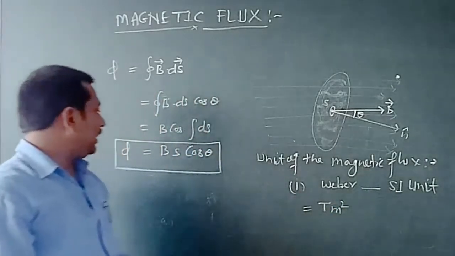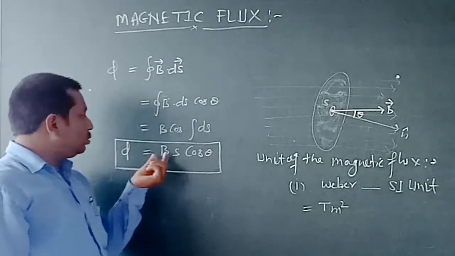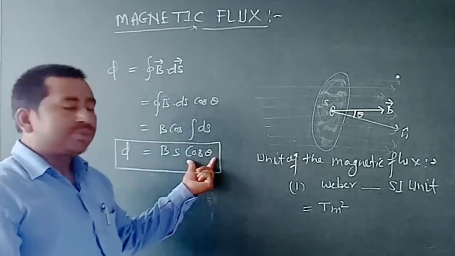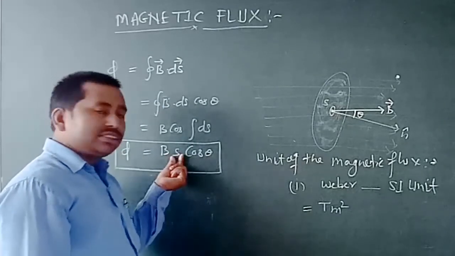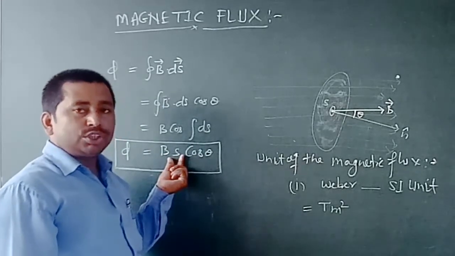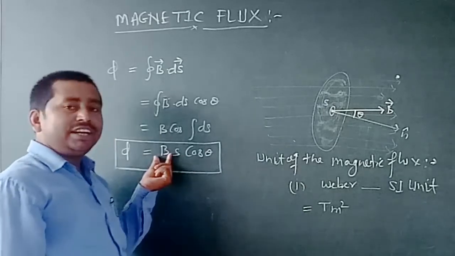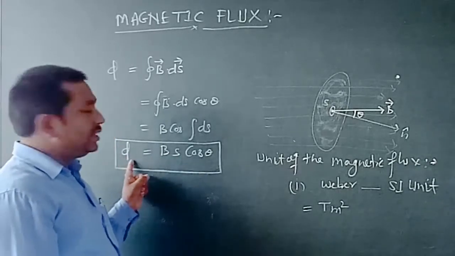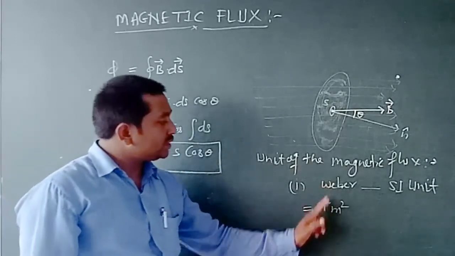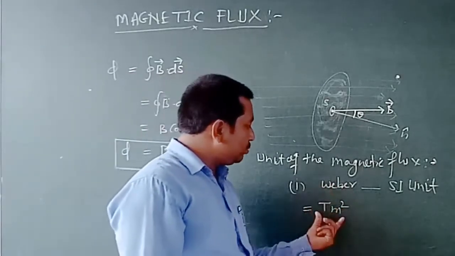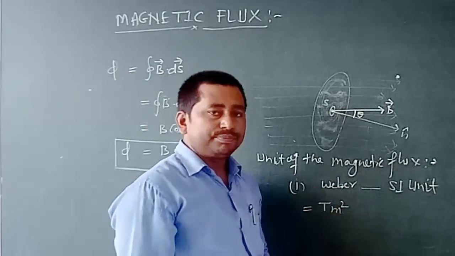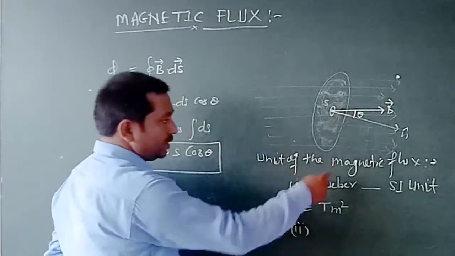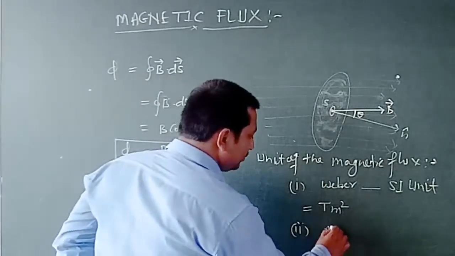You are seeing that in the formula phi is equal to B S cos theta, because we know that cos theta has no unit. S is the area, it means the unit of S is meter square, and magnetic field intensity B has the unit Tesla, so the unit of phi is Tesla meter square. So this Weber can be replaced by the unit Tesla meter square. These are the same.